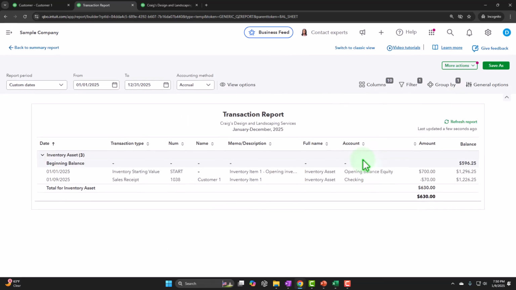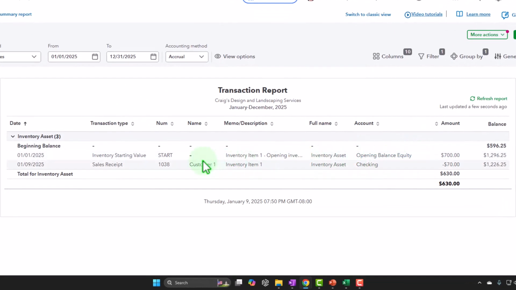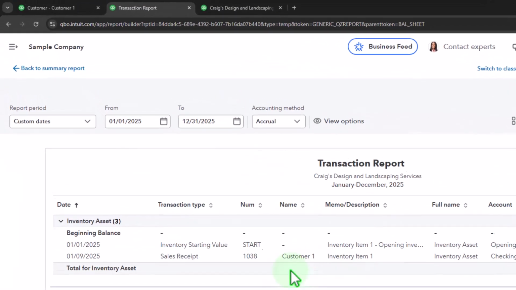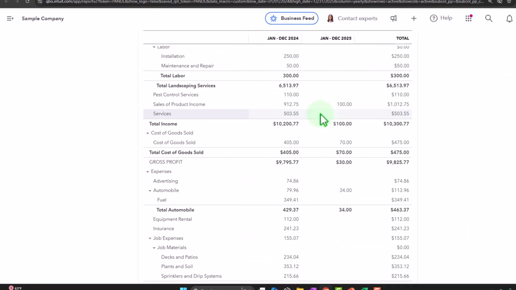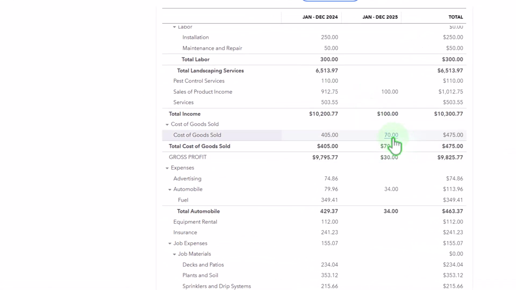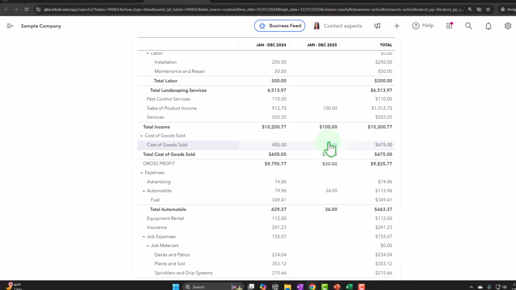Now we put the inventory on the books because we said we had 10 units of inventory. So we put the inventory on the books, and then we sold one of them for $70, decreasing the inventory. And then on the income statement, if we scroll down, there's the $70 in the cost of goods sold.